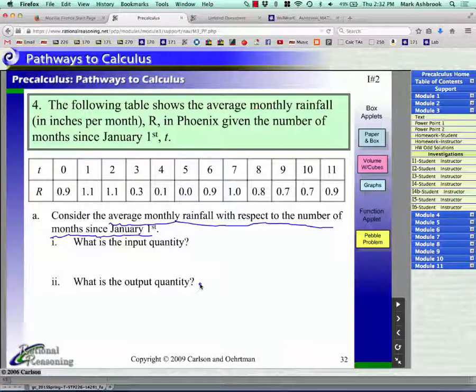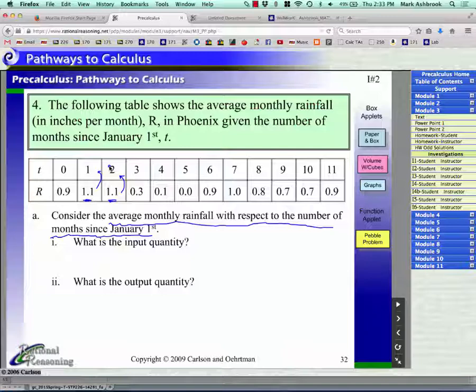Okay, what about if we turn the tables and say we want the number of months with respect to the average monthly rainfall? Why not a function? Because now the input is the same. Putting the same input in many times is okay, but then you get a different output. So if we put 1.1 inches in, that points to different numbers of months. It could be after month 1 or month 2 if you have 1.1 inches. So as soon as you have something like that, it violates the function.